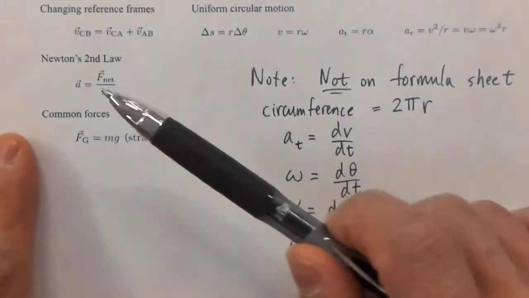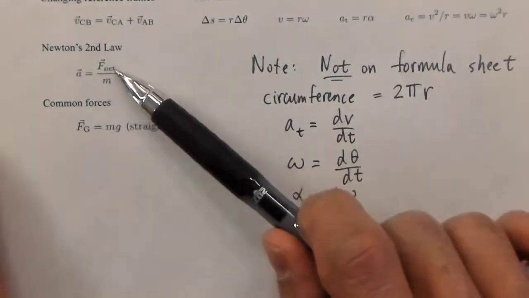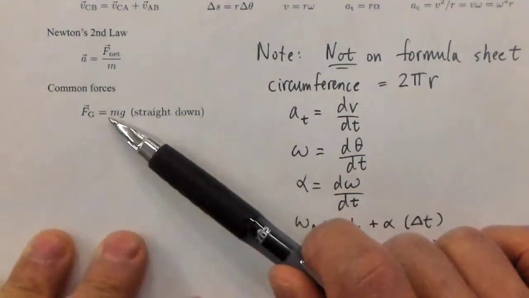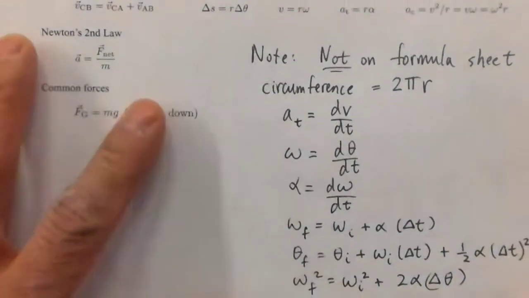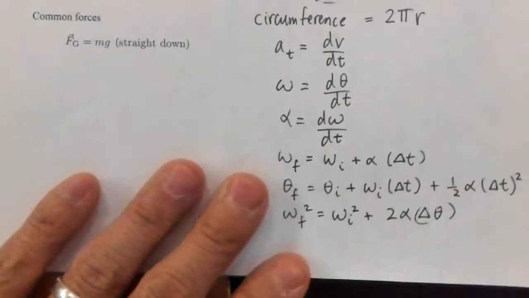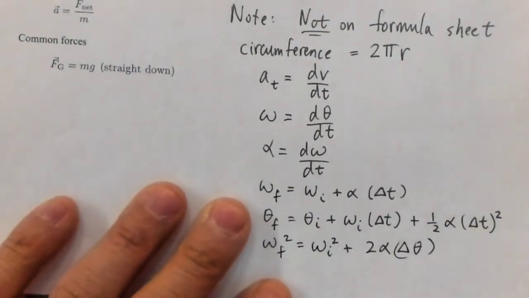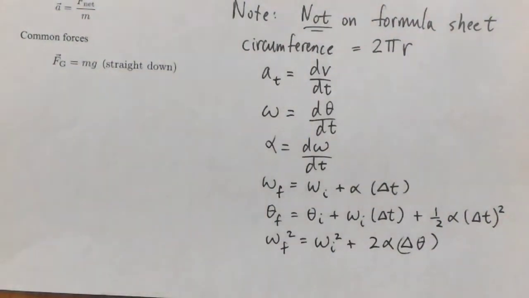Now, and then there's Newton's second law, a is equal to F net over m, and Fg, the force due to gravity on the surface of the Earth, is mg straight down. Now, the things that are not on the formula sheet that you're supposed to just know, all right? I'm telling you this so that if you don't know it, you do know it.